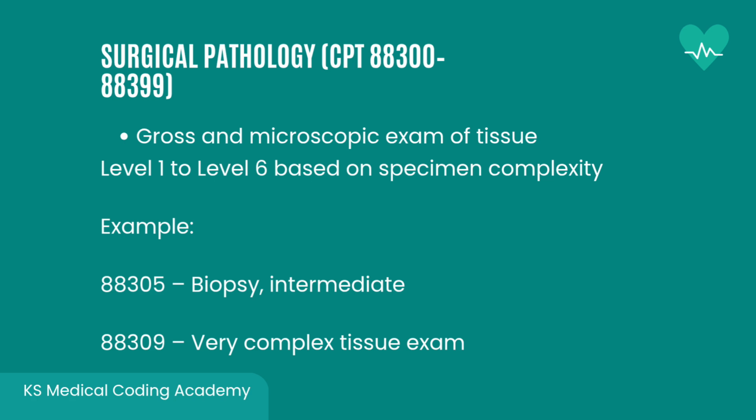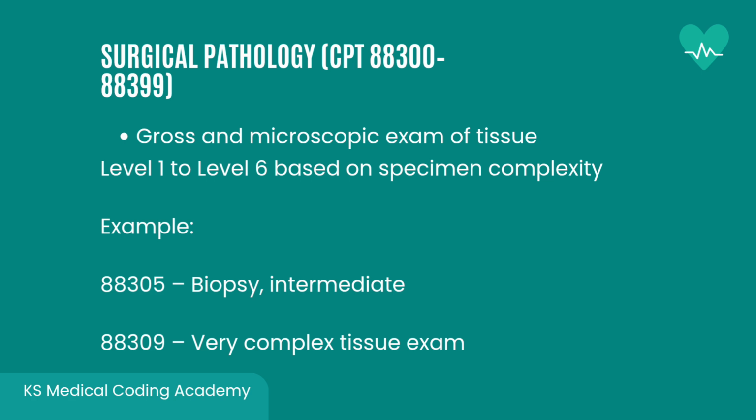Surgical pathology. Surgical pathology spans CPT 88300 to 88399. It includes gross and microscopic evaluation of tissues, such as biopsy or excised specimens. Surgical pathology is categorized by level 1 to level 6, based on specimen complexity. 88305 intermediate level, commonly used. 88309 very complex tissue, level 6. Review the specimen list in the CPT book to correctly match the code level.